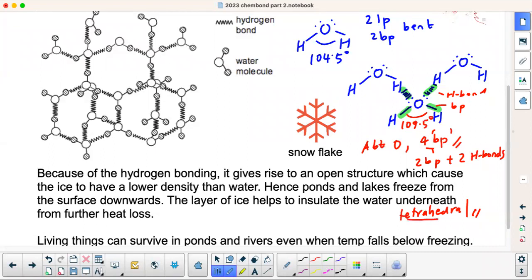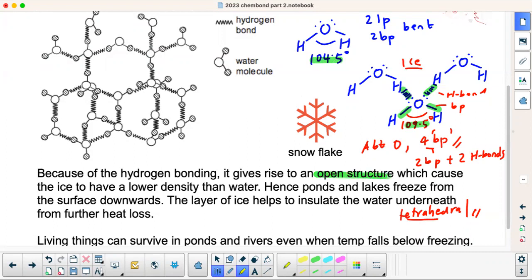So when it becomes ice, what happens to the angle? From water 104.5, now when it becomes ice, it is 109.5. The angle opens up. So we call it an open structure.